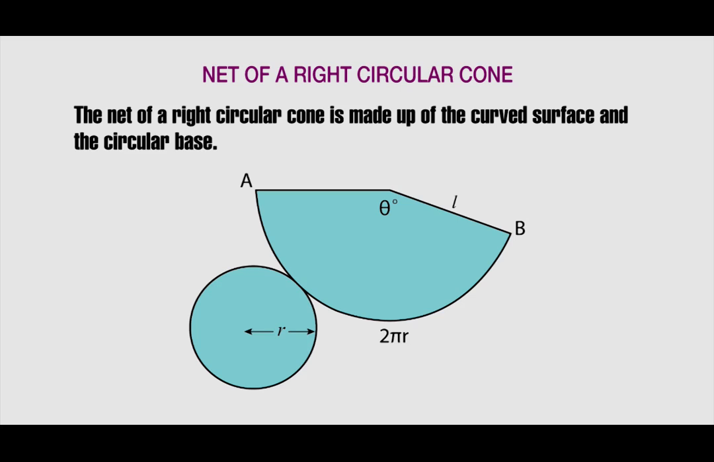From the diagram, we have L, which is the slant height of the cone. We have 2 pi r, which is the circumference of the circular base, and r is the radius of the circular base.